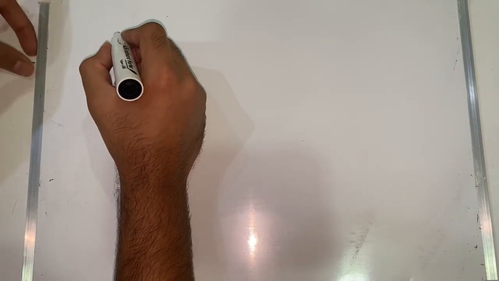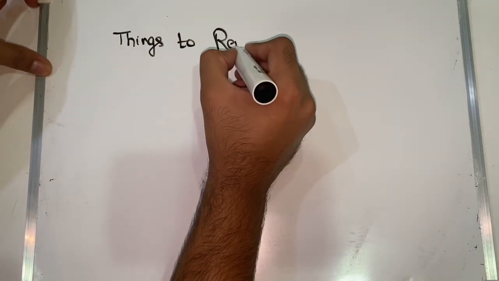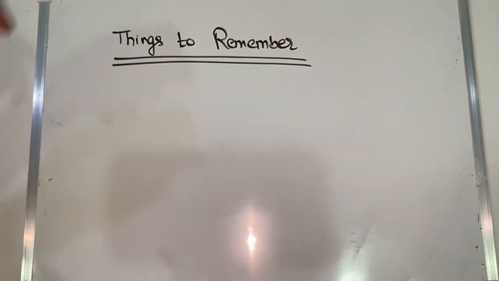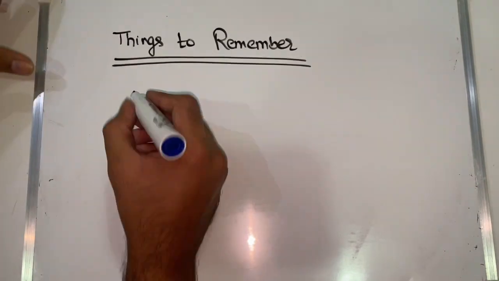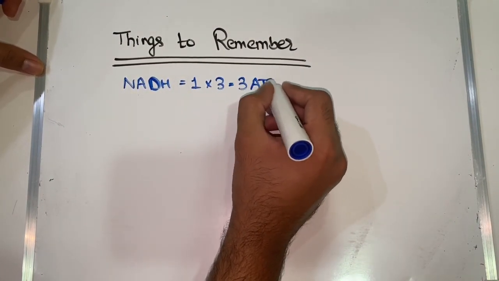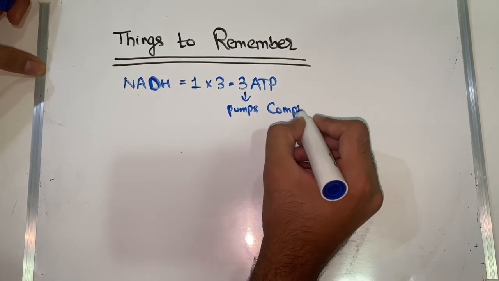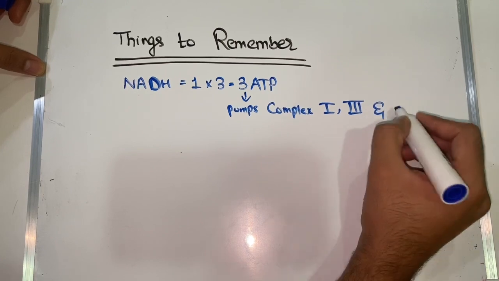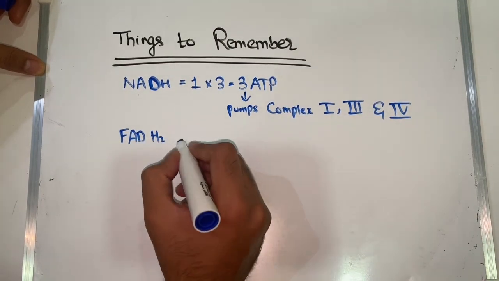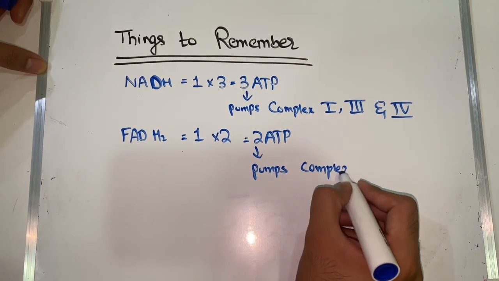There are some other things that you should remember. As we discussed, the process starts from NADH and FADH2. The NADH creates 3 ATP, which pump respectively through complex 1, 3 and 4. FADH2 creates 2 ATP, which pump through complex 3 and complex 4.